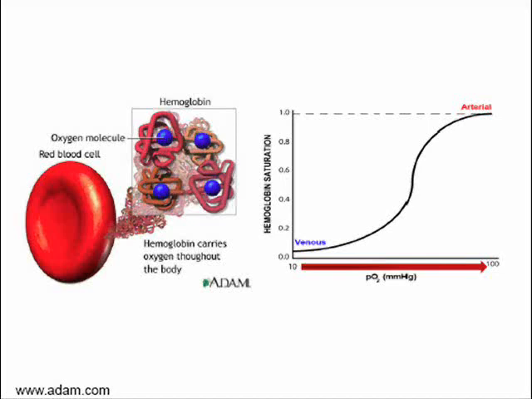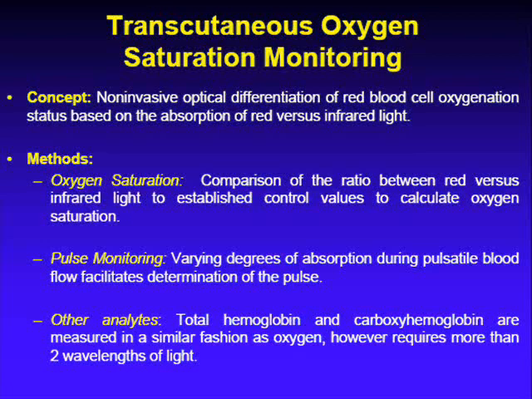The question is, how do we clinically measure this? Before the invention of non-invasive oxygen saturation monitoring, this was dependent on blood gas tests, which rely on sampling from an arterial blood sample. With the invention of pulse oximetry, clinicians can monitor red blood cell oxygenation status non-invasively, based on the absorption of red versus infrared light.